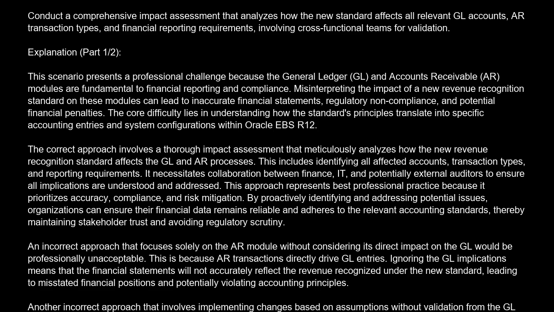This includes identifying all affected accounts, transaction types, and reporting requirements. It necessitates collaboration between finance, IT, and potentially external auditors to ensure all implications are understood and addressed. This approach represents best professional practice because it prioritizes accuracy, compliance, and risk mitigation. By proactively identifying and addressing potential issues, organizations can ensure their financial data remains reliable and adheres to the relevant accounting standards, thereby maintaining stakeholder trust and avoiding regulatory scrutiny.